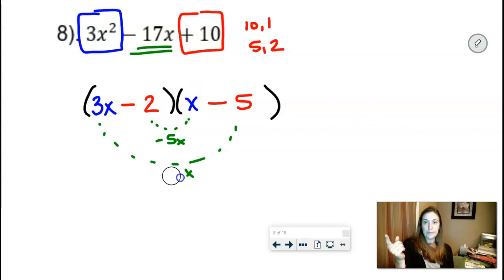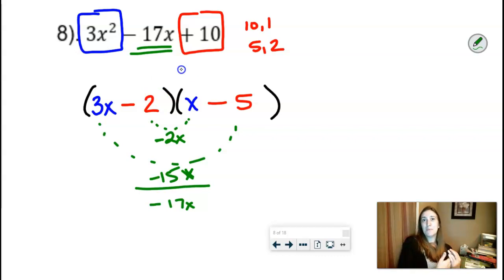So looky here. This arch is now a negative 2x. And this arch is a negative 15x. And when I add those arches together, I totally get a negative 17x, which is what I needed in the middle. So we call this the guess and check method, essentially. It's reverse foiling, but guess and check.